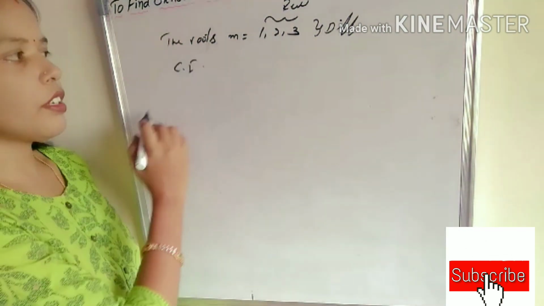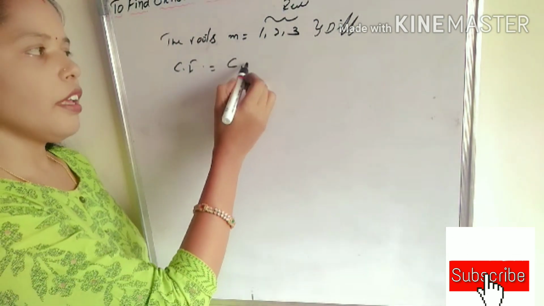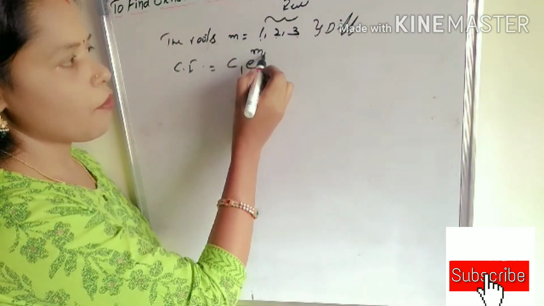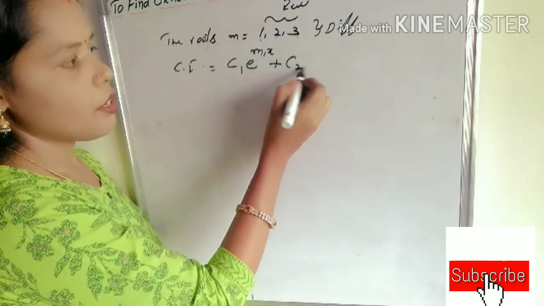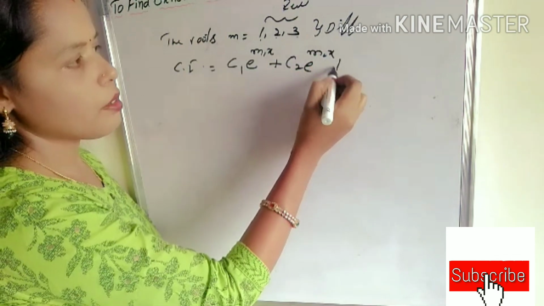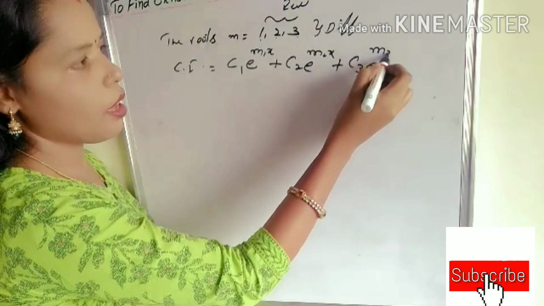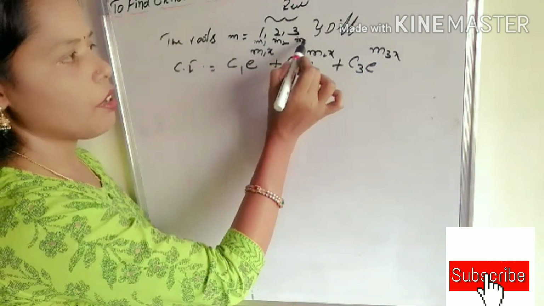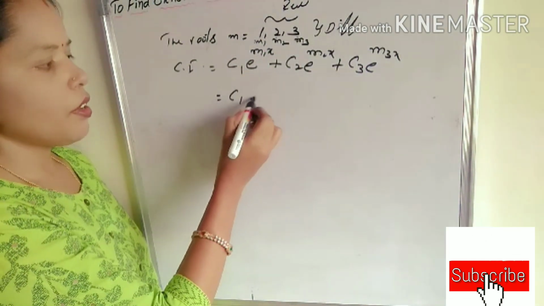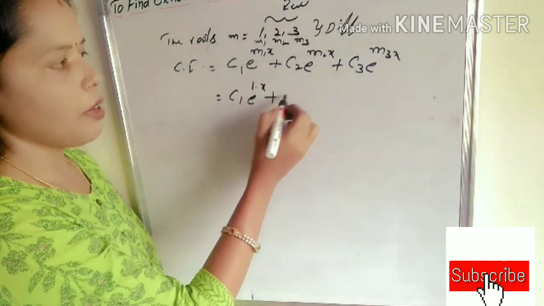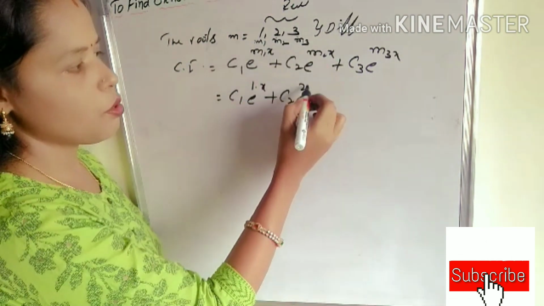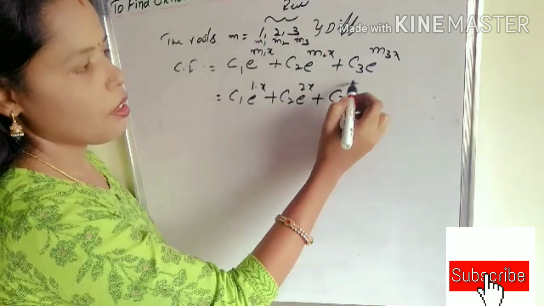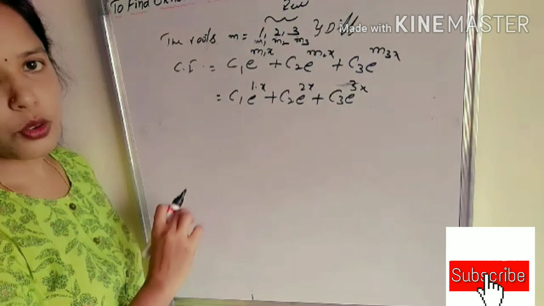Then what is the complementary function? Tell me. There are 3 roots: 1, 2, 3. C1 e to the power of m1 x plus c2 e to the power of m2 x plus c3 e to the power of m3 x. The first root is m1, the second root is m2, the third root is m3. That means c1 e to the power of 1x plus c2 e to the power of 2x plus c3 e to the power of 3x.